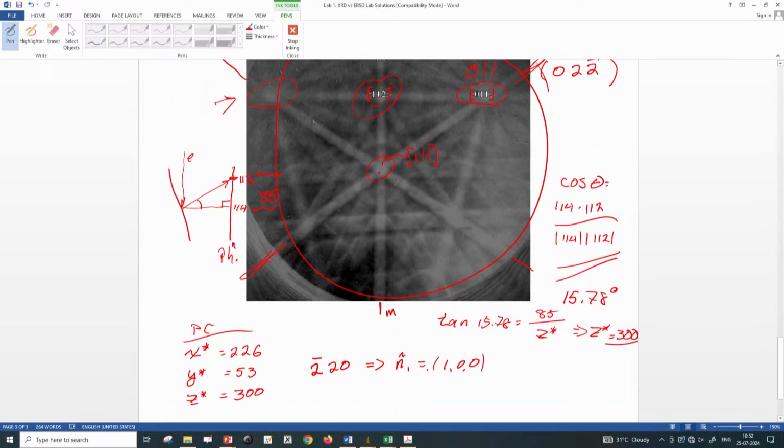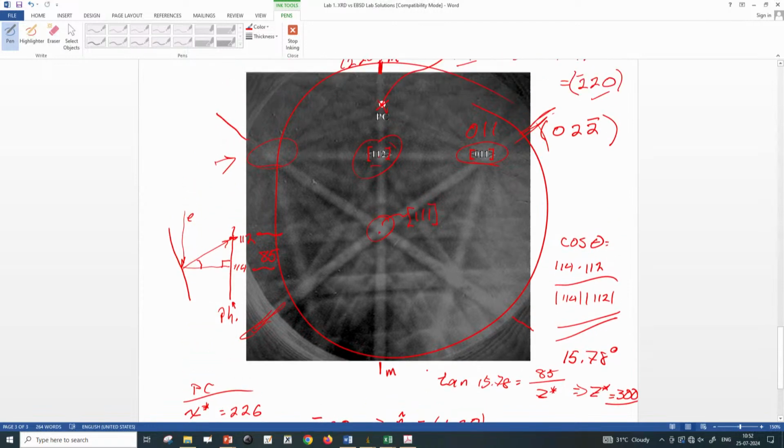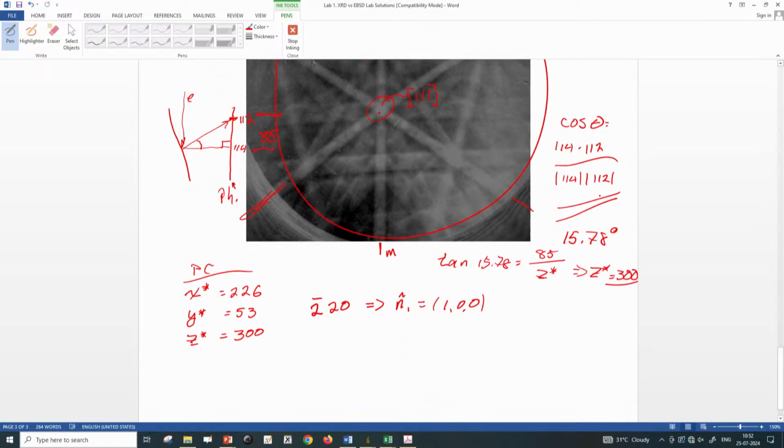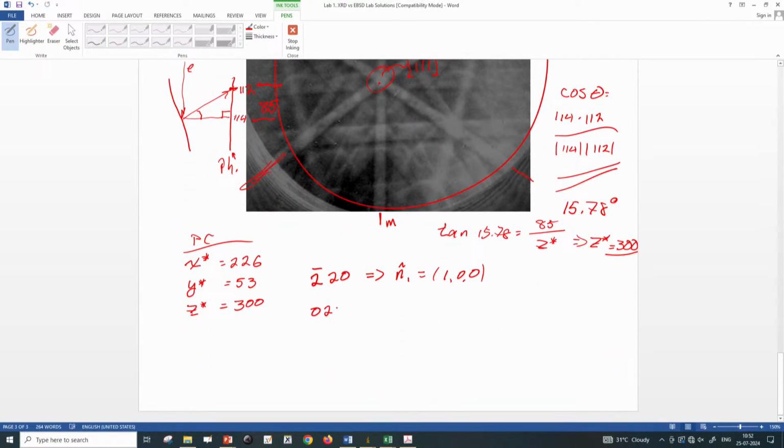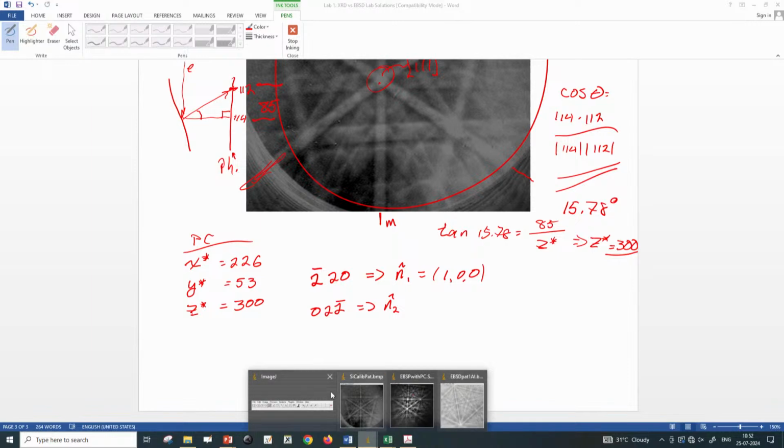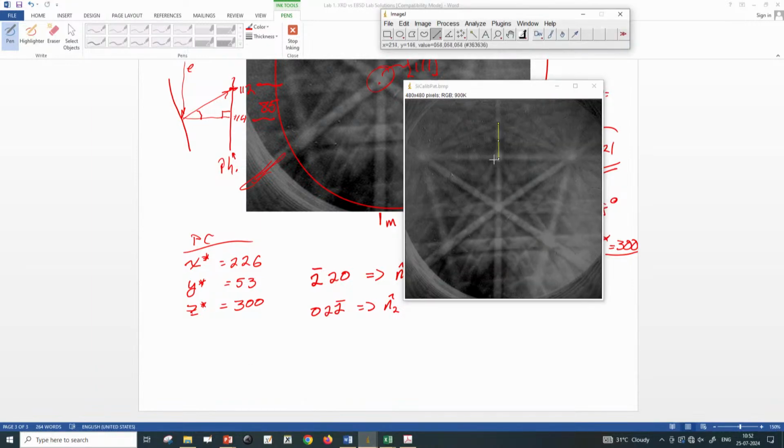Does everybody see why we did that? The next one we're going to have to actually measure. So let's do this next one here that we identified, O2 2 bar. We're going to call that N2. And then we have to actually take some measurements. So let's measure a point maybe on this side and on this side of the zone axis. Okay. So I'm going to come up here somewhere, just trying to be in the center of that Kikuchi band. And it gives me 433 and 120 for X and Y.